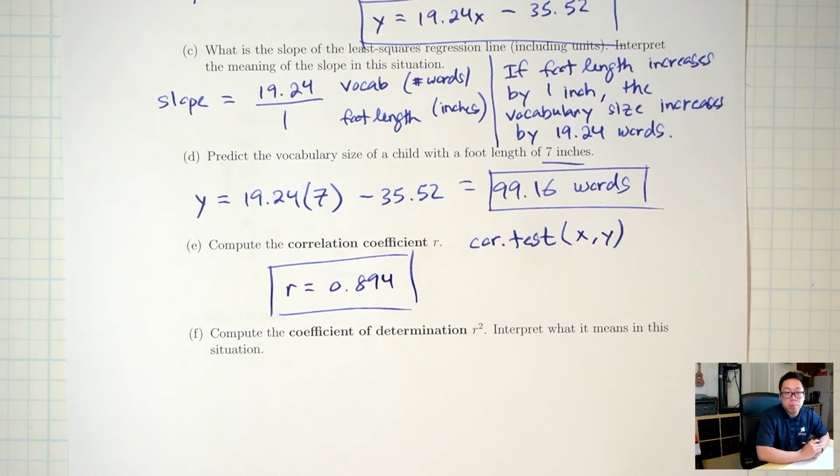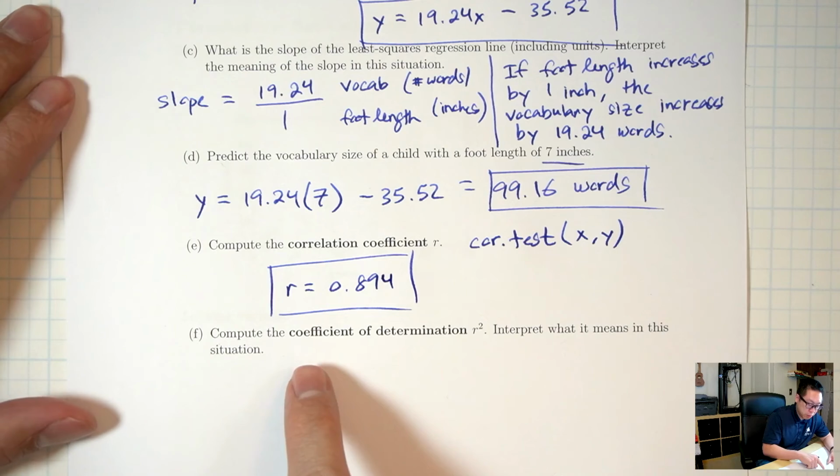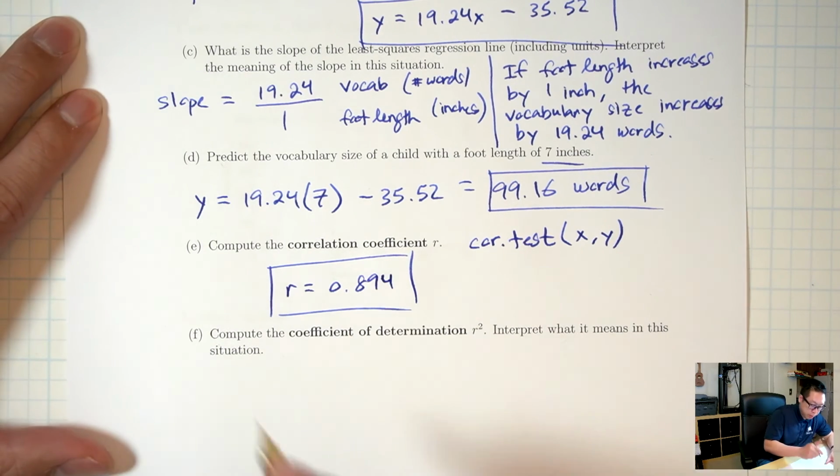Part F, compute the coefficient of determination R squared. That's just asking you to take the R that you found and square it.